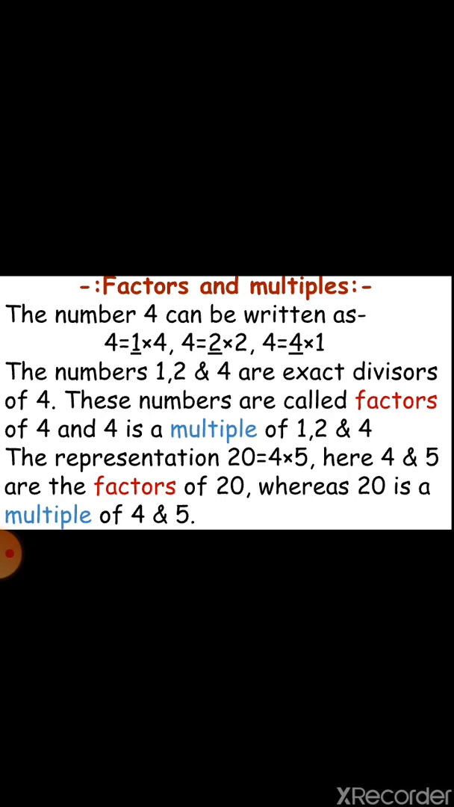Factors and multiples. The number 4 can be written as 1 multiplied by 4 is equal to 4, 2 multiplied by 2 is equal to 4 and 4 multiplied by 1 is equal to 4. The numbers 1, 2 and 4 are exact divisors of 4. Therefore, these numbers are called factors of 4 and 4 is a multiple of 1, 2 and 4. Again, the representation 20 is equal to 4 multiplied by 5. Here, 4 and 5 are the factors of 20, whereas 20 is a multiple of 4 and 5.